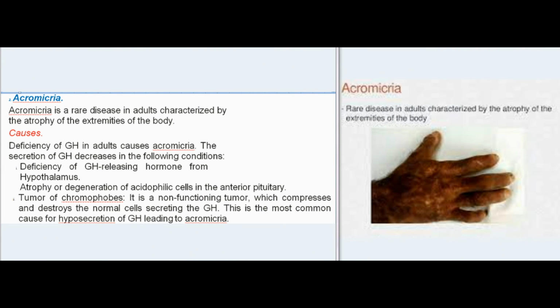Acromicria. Acromicria is a rare disease in adults characterized by the atrophy of the extremities of the body. Causes: deficiency of GH in adults causes acromicria. The secretion of GH decreases in the following conditions: deficiency of GH-releasing hormone from hypothalamus. Atrophy or degeneration of acidophilic cells in the anterior pituitary. Tumor of chromophobes. It is a non-functioning tumor, which compresses and destroys the normal cells secreting the GH. This is the most common cause for hyposecretion of GH leading to acromicria.